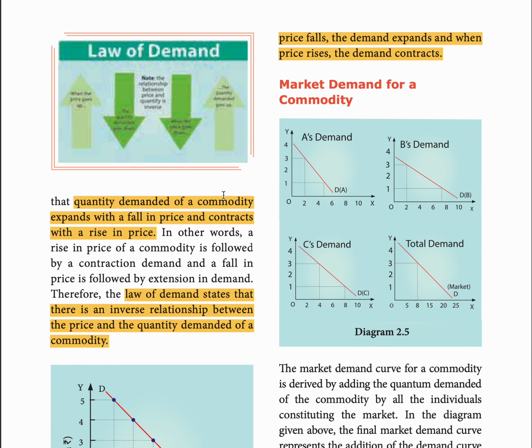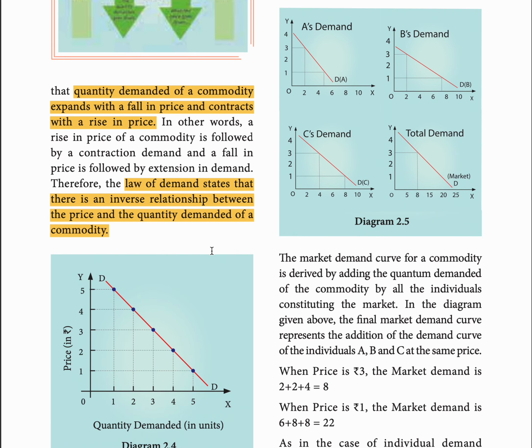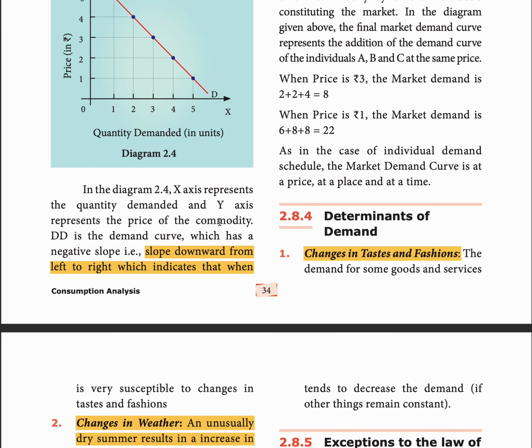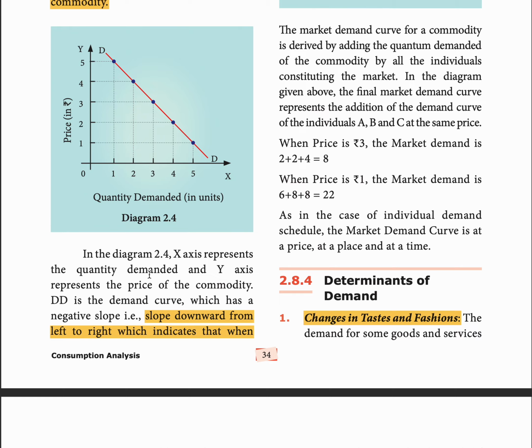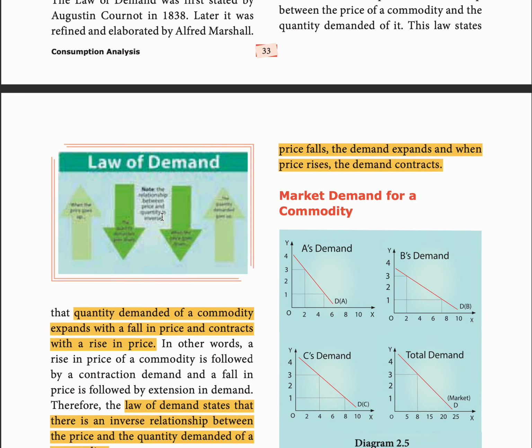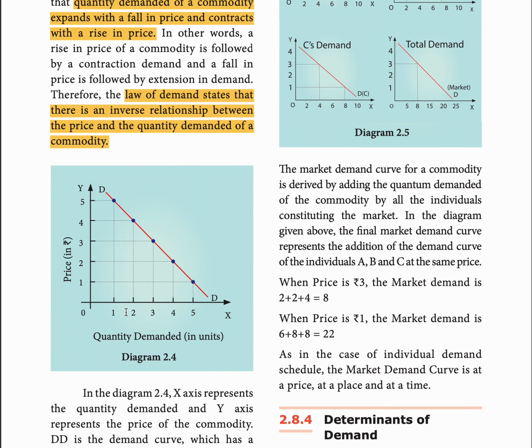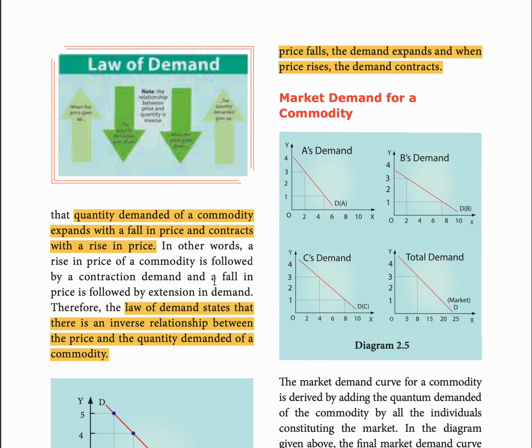Quantity demanded of a commodity expands with a fall in price and contracts with a rise in price. The law of demand states that there is an inverse relationship between the price and quantity demanded of a commodity. The demand curve slopes downward from left to right, which indicates that when price falls, demand expands, and when price rises, demand contracts. If we see in diagram 2.4, at this point the price is high, so quantity demanded is less. And when price keeps on decreasing, quantity demanded keeps on increasing, right?